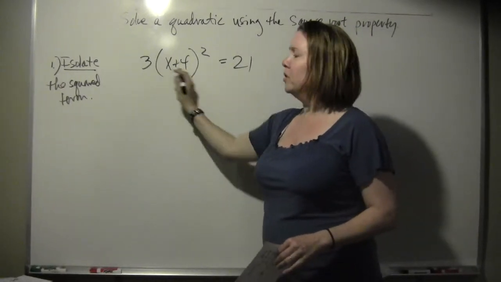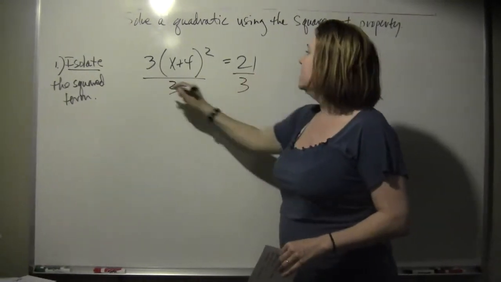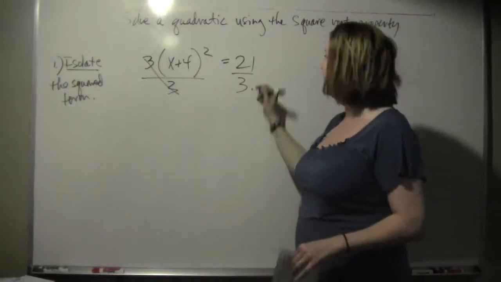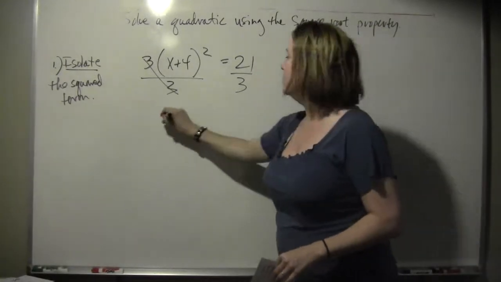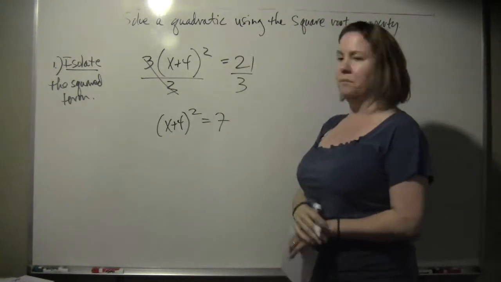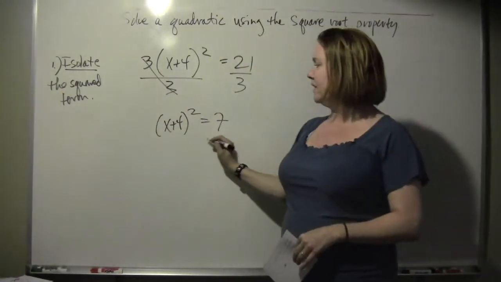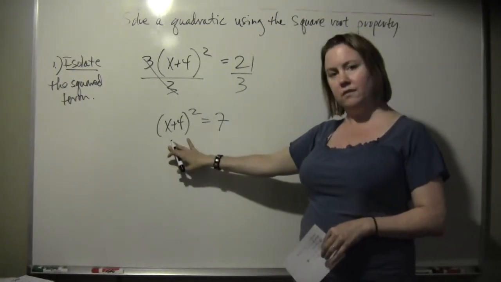So whenever you have multiplication, you want to get rid of something, you divide, right? So they'll cancel. This is 7. So we have x plus 4 squared equals 7. So isolate the squared term. That's done. Now that's isolated.